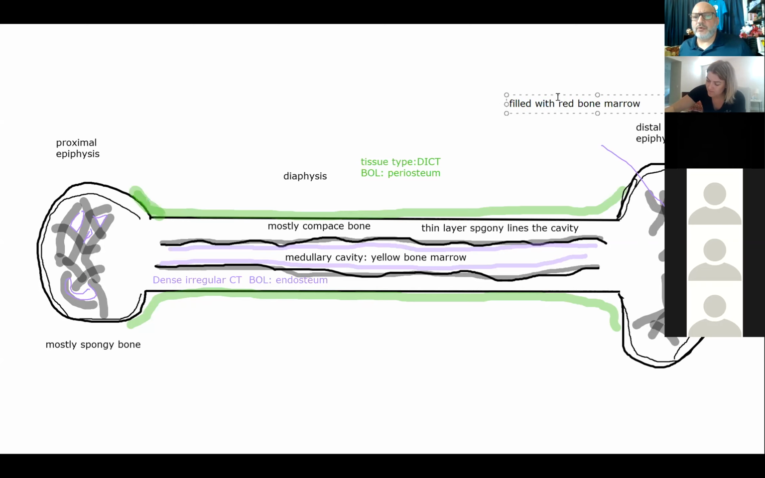Even as adults, we still need to have the ability to make new bone cells. And so that bone marrow is typically located, for the long bones, in the epiphyses.